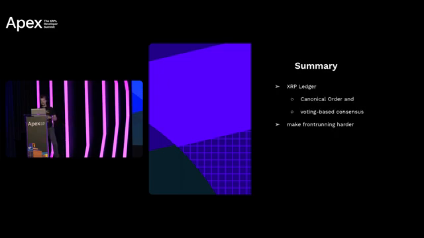But the good news is that some of the key components of the XRP ledger, that are canonical order and the voting-based consensus mechanism, make front-running much harder, which is great. Okay, so I introduced a very, very big problem. What can we do about it?